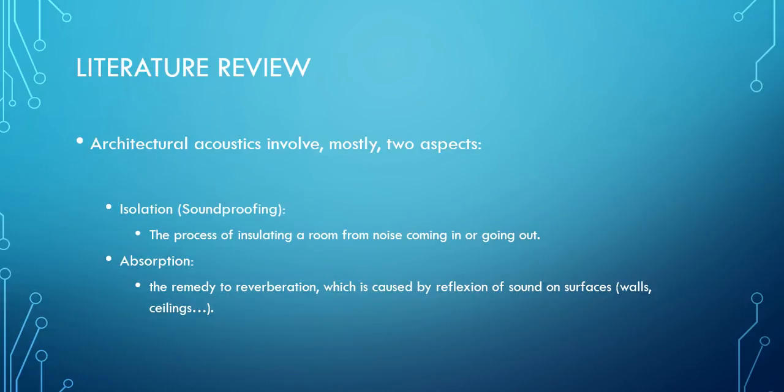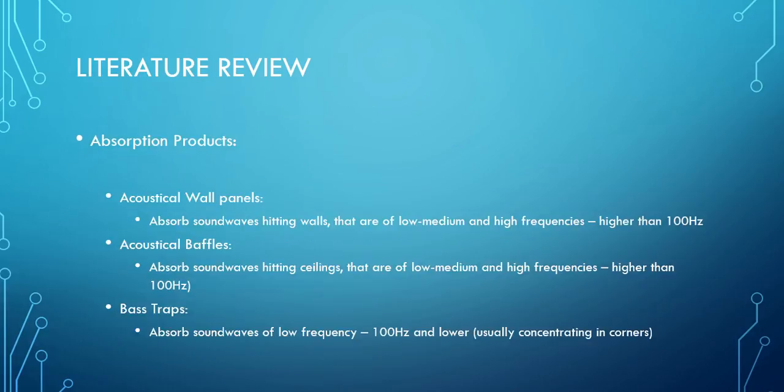A little bit of literature review. Architectural acoustics involves mostly two aspects, which are soundproofing first, and then second, absorption, which is the remedy to reverberation. Reverberation is caused by sound waves reflecting on the walls or ceilings in a room.